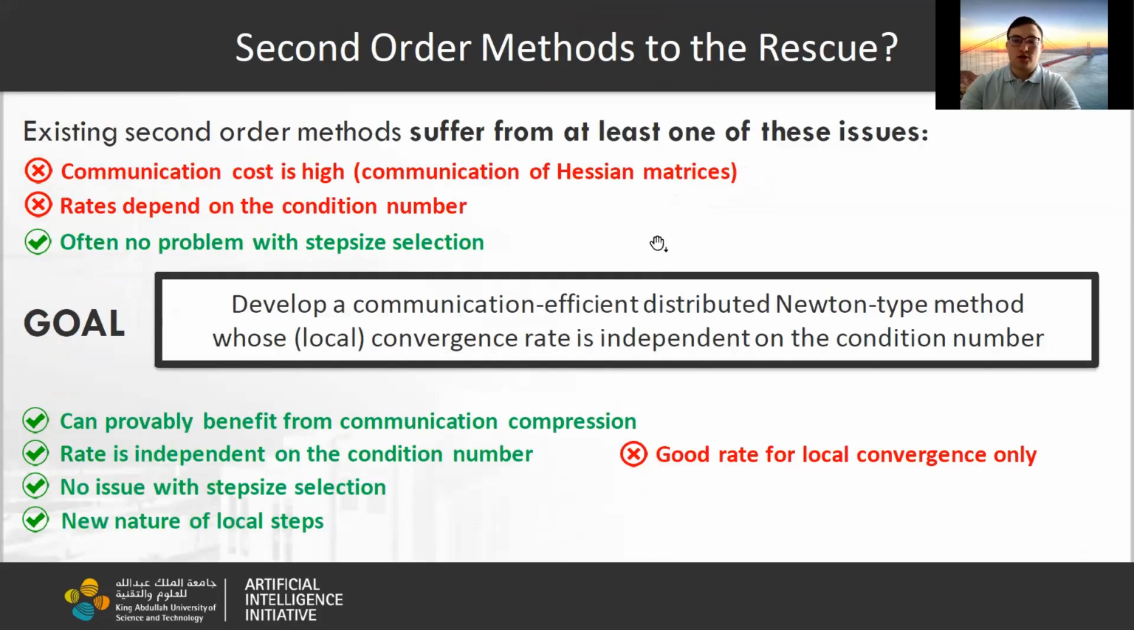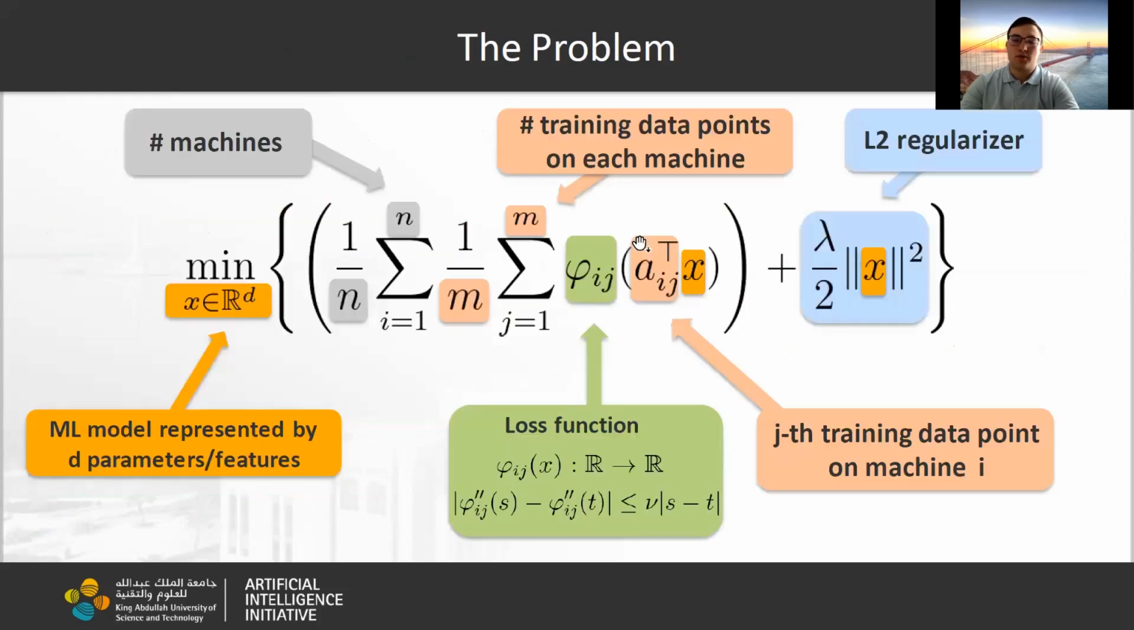One of the possible solutions is to use second-order information about the objective. However, all existing second-order methods suffer from at least one of the following problems. Communication cost is too high, or rates depend on the condition number. Our goal is to develop a communication-efficient distributed Newton-type method whose local convergence rate is independent of the condition number.